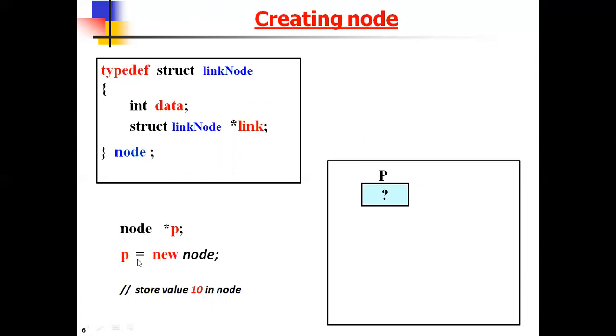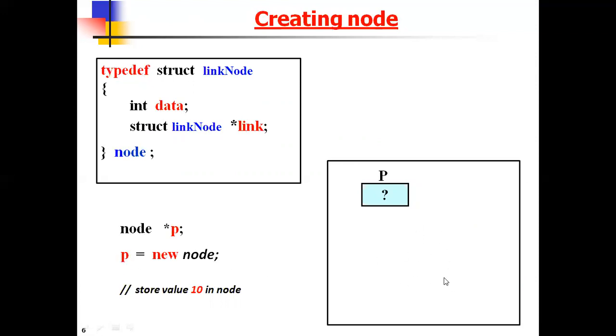So how to construct the node? You will say p equal to new node. Node means it is the size of the structure. Okay, node will be replaced by the size of the structure. What is the size of the structure? Data part takes 2 bytes and generally the link part takes 4 bytes. So 6 bytes of memory will be allocated and the address will be returned to p.